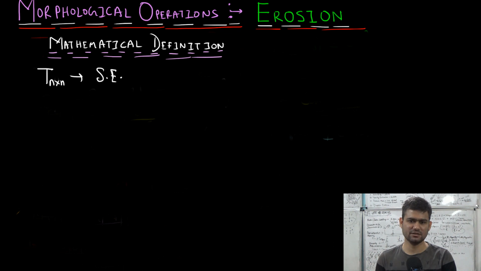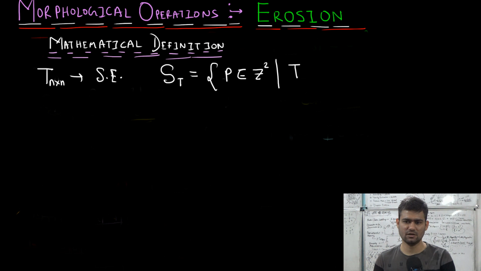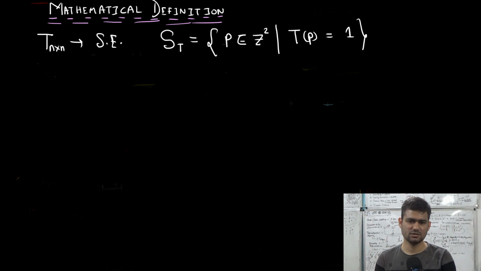and our structuring element is defined as a set ST, which is a set of all pixel coordinates in Z square such that T of P is equal to 1. We have an image that we want to erode with our structuring element by applying this operator which contains our structuring element. So we can define a set corresponding to our image.